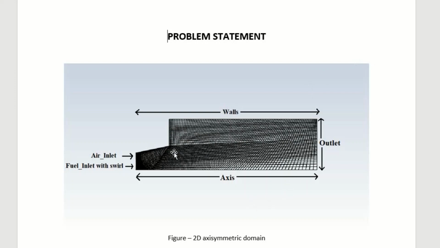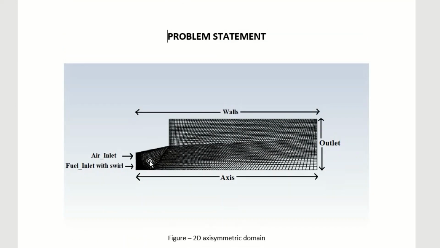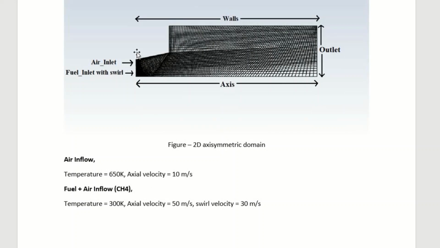Here we have this 2D domain in which we will have two inlets, that is an air inlet and a fuel inlet. There will be a co-flow. From the fuel inlet, we will be sending fuel at a swirl velocity of 30 meters per second. That will help in mixing of these two fluids. Then this region and this region will act as walls. This will be the axis, and this will be used as the outlet. The air inlet will have a temperature of 650 Kelvin, and fuel will be entering at 300 Kelvin.